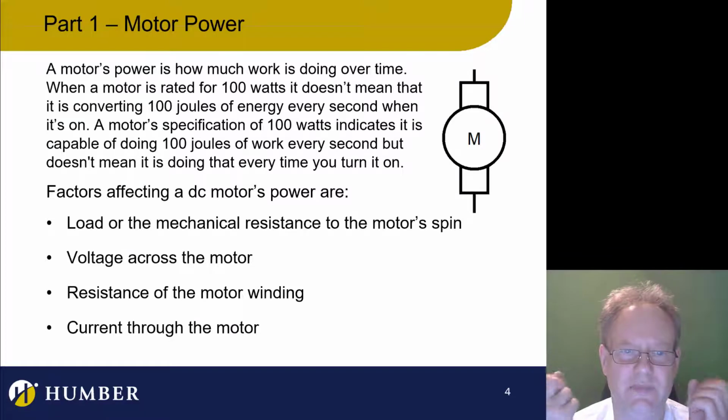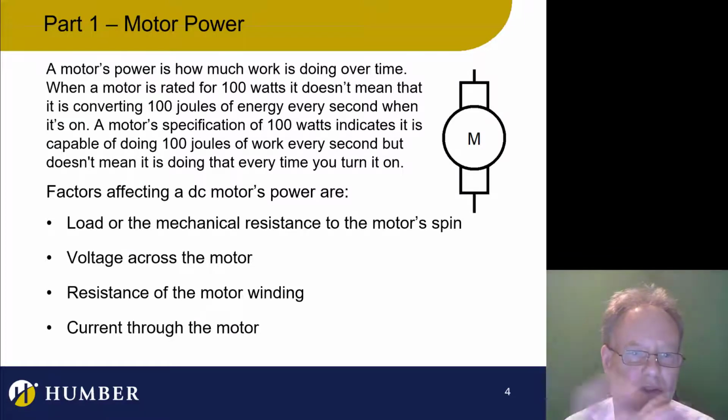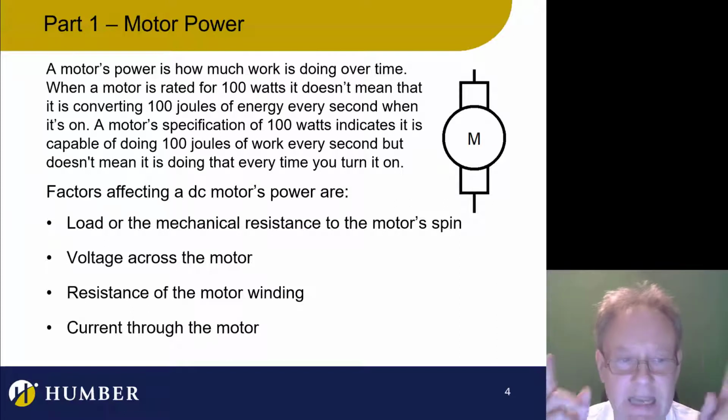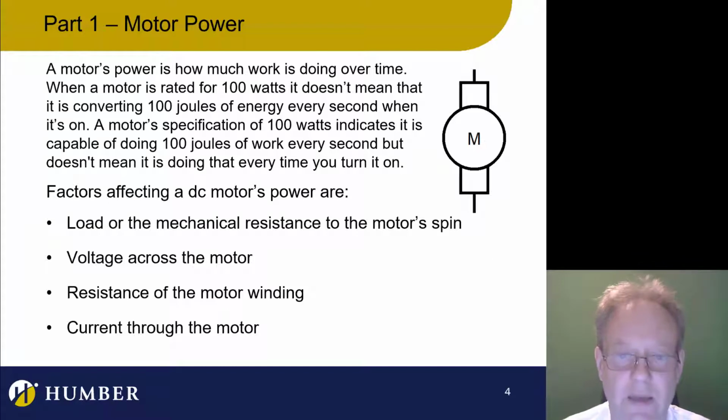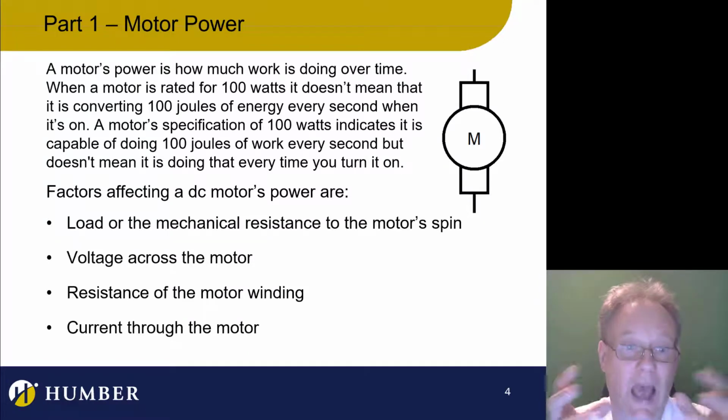Doesn't mean that it's actually dealing with 100 joules. It's not doing that much work every second. A motor specification of 100 watts indicates that it's capable of doing 100 joules of work every second, but it doesn't specifically mean that it's actually doing it at that time.